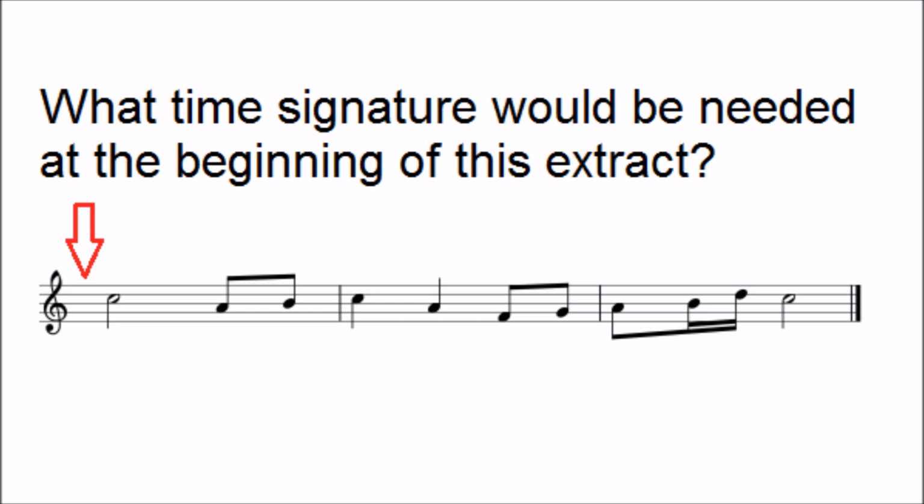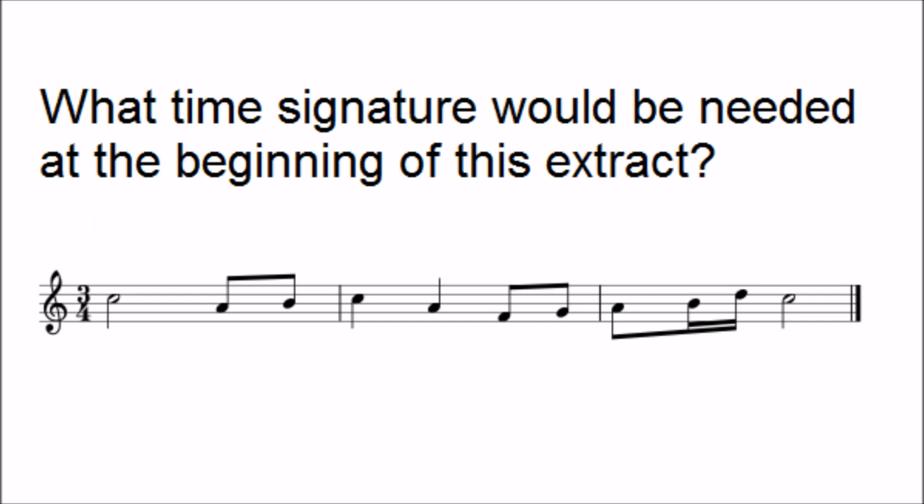The same is true for the second bar. A crotchet is worth 1, 2 crotchets is 2, and 2 more quavers makes 3 beats. The same would be true for the third bar. Half plus quarter plus quarter plus 2 makes 3. So the time signature that you would need is 3-4 time.